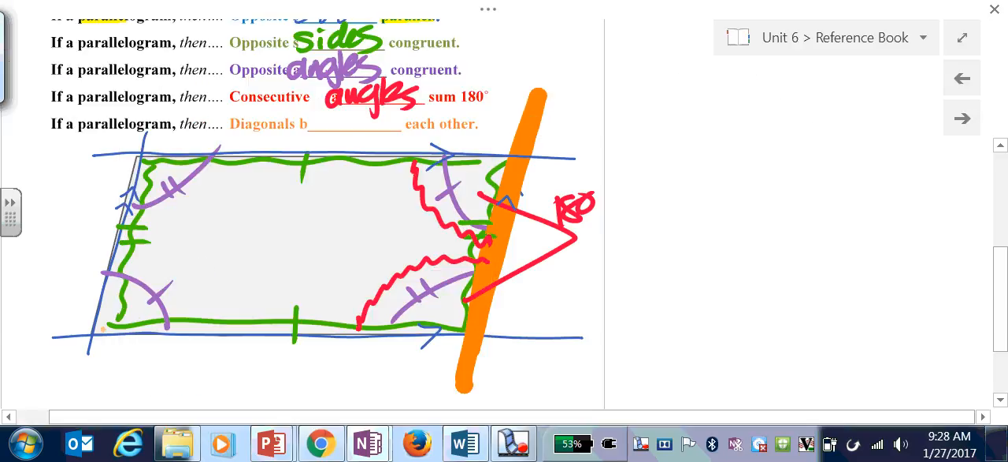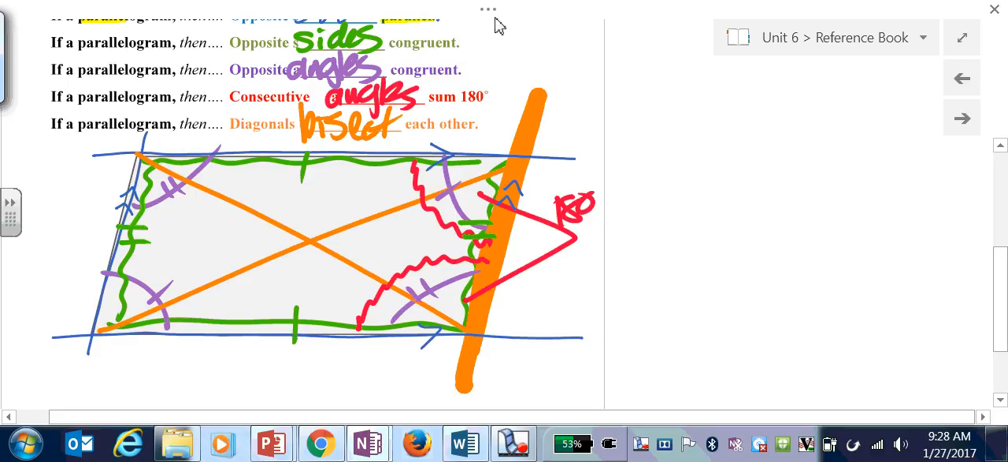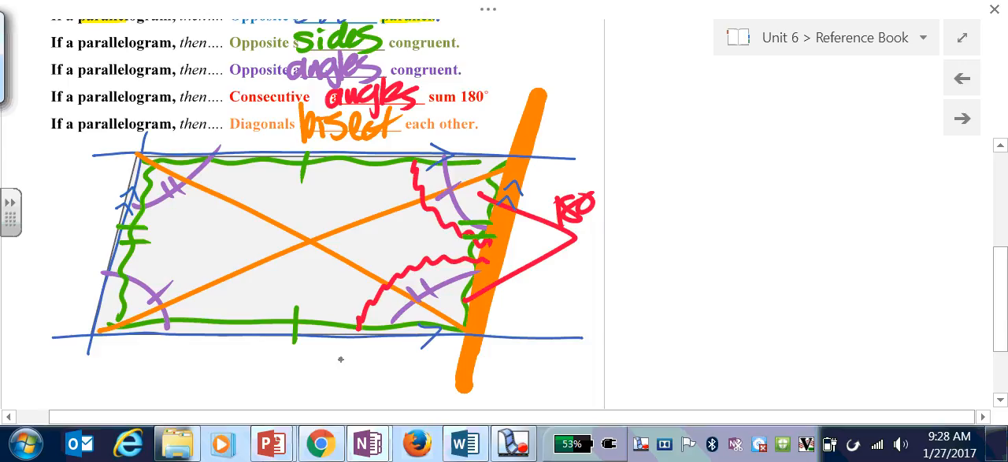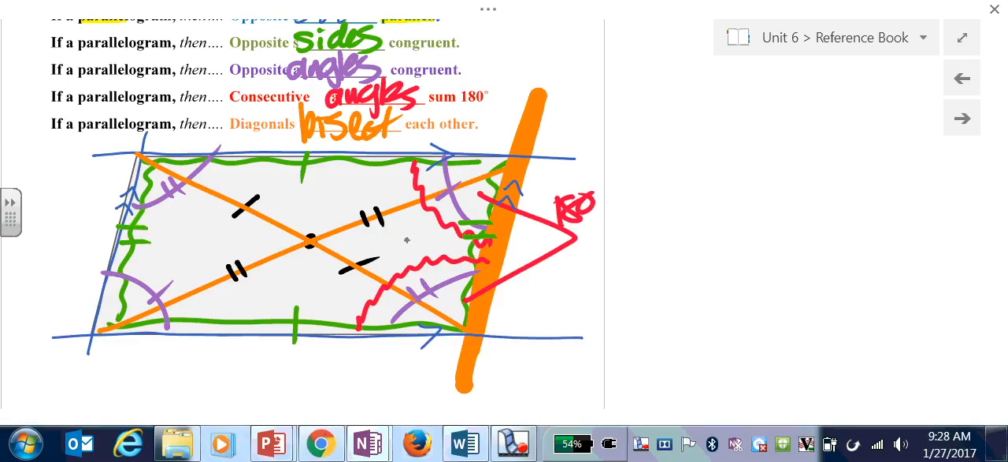Very important. Drawing your diagonals. They bisect each other. Warning, they do not bisect the corners, which means this is a midpoint going this way, and it's a midpoint going that way. See those hatch marks? They bisect each other. Okay. Now, those are the 5 qualities of a parallelogram.